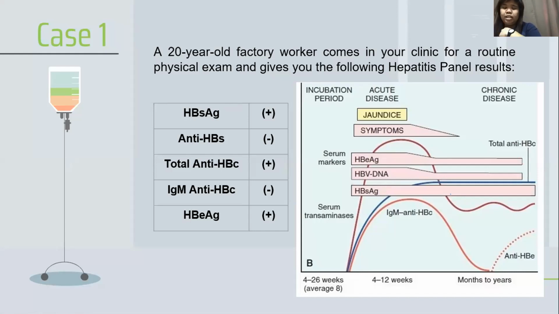Since the HBsAg is positive, it means that the patient can spread hepatitis B to others through blood transmission. Since the anti-HBs is negative as well as the total Hep B core antibody is positive, it means that there is a previous or ongoing infection of Hep B. And since the IgM antibody is negative and the HBe antigen is positive, it means that there is active replication of the virus in the liver cells and of the virus circulating in the blood.